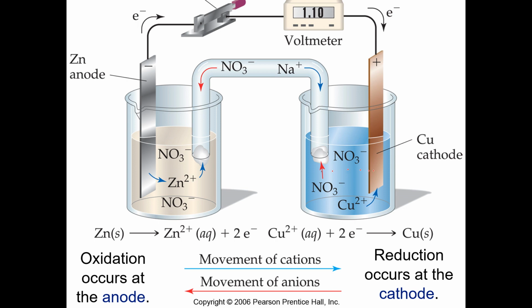So notice I've drawn the positive path. So the positive ions are going this way. If we draw this in a circle, the positive ions are going counterclockwise, and the electrons are going clockwise. So negative ions are going this direction, and then the electrons are going through our circuit.